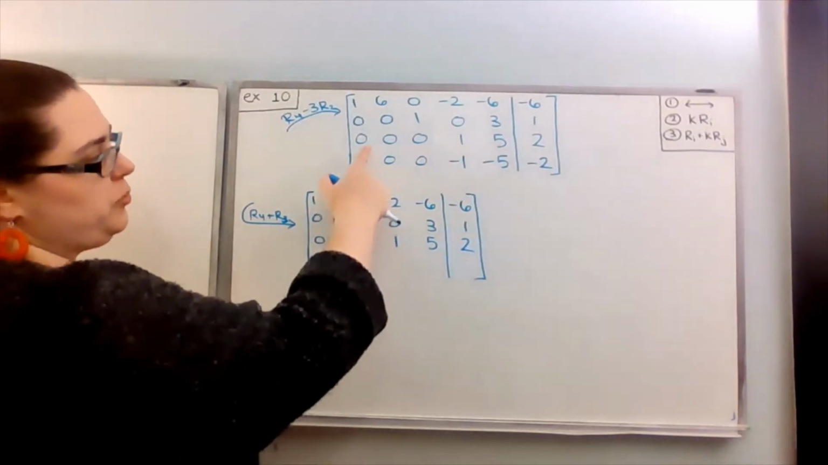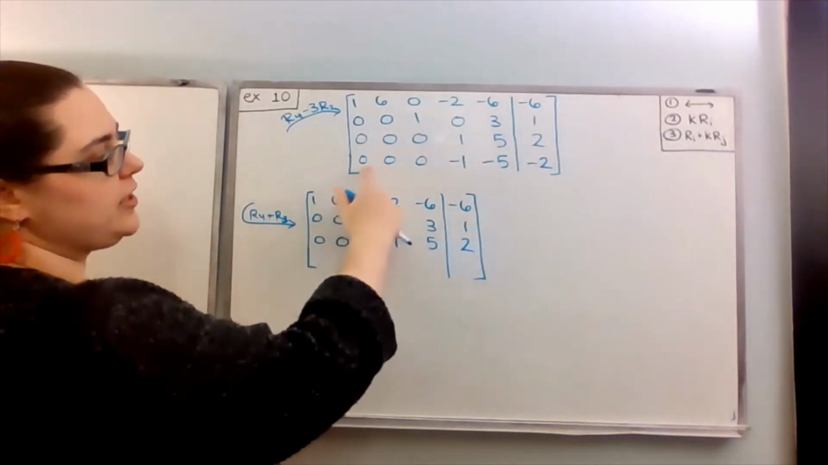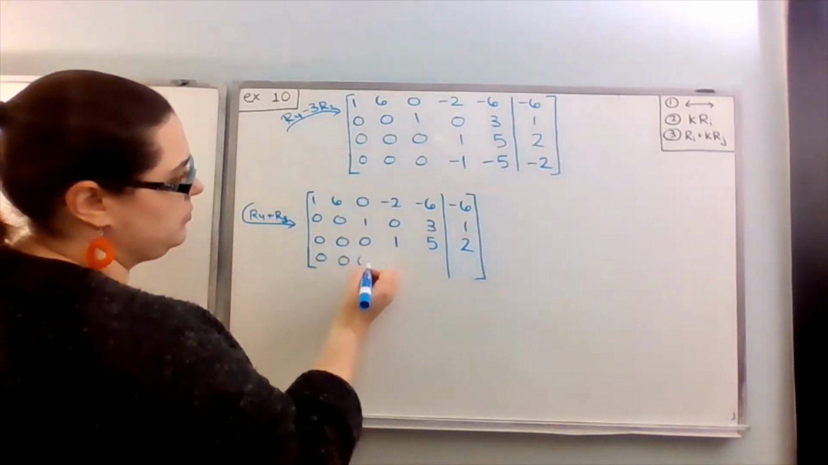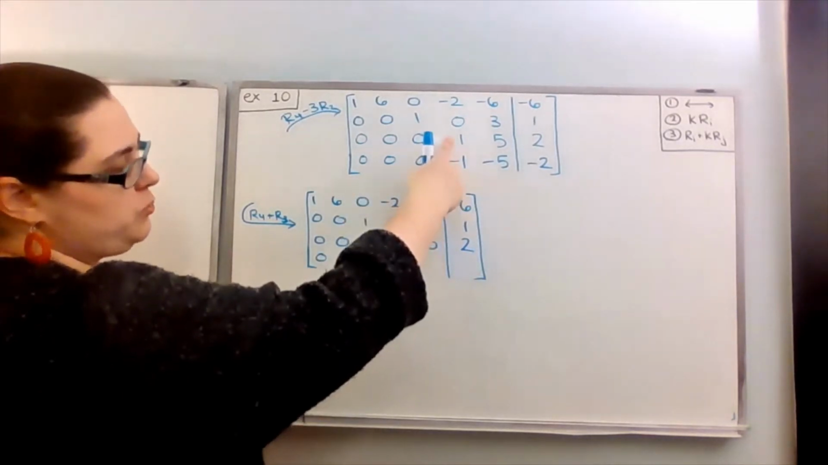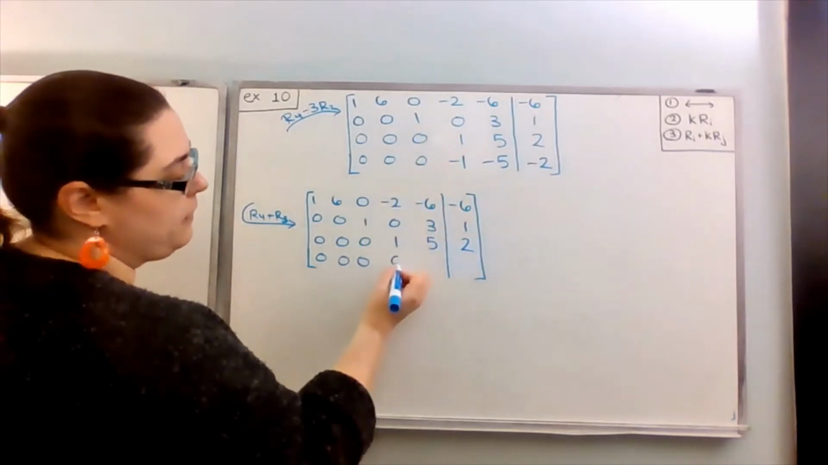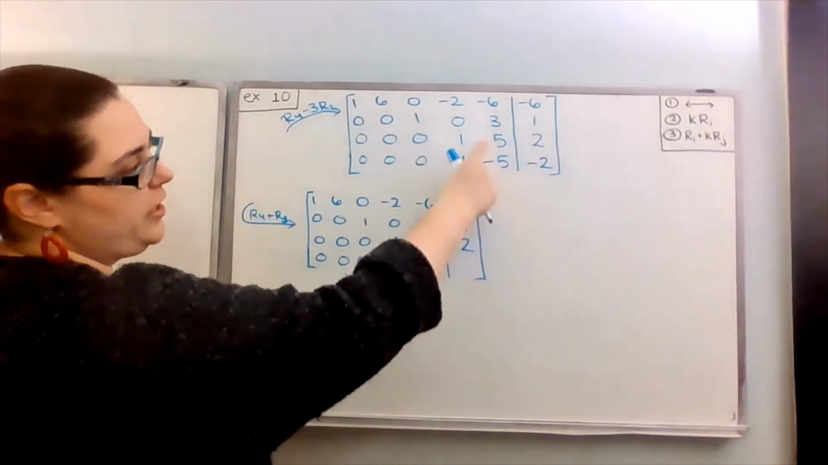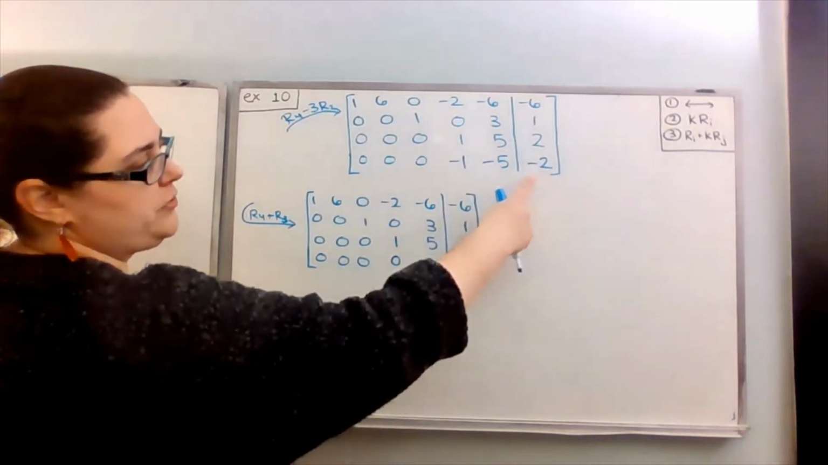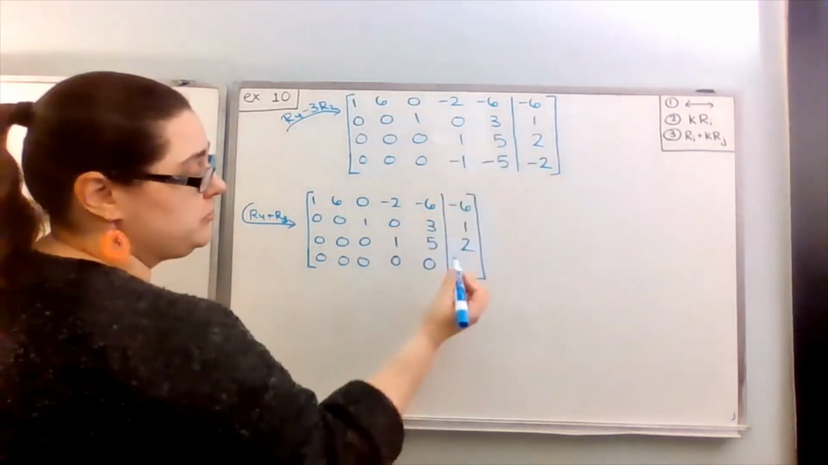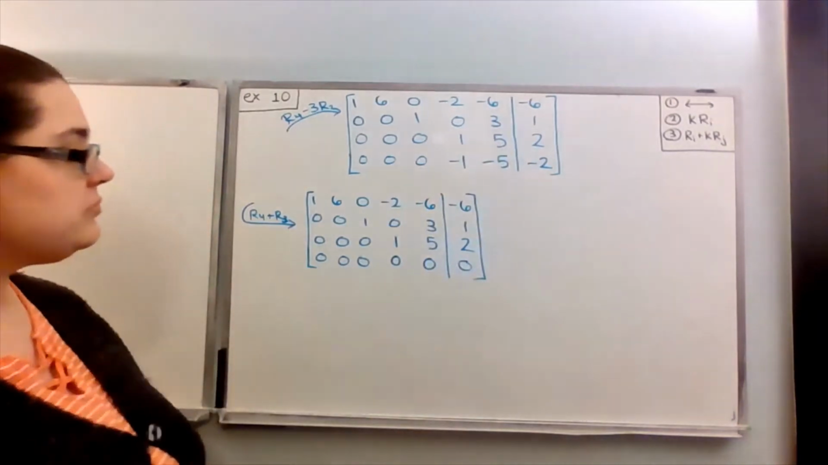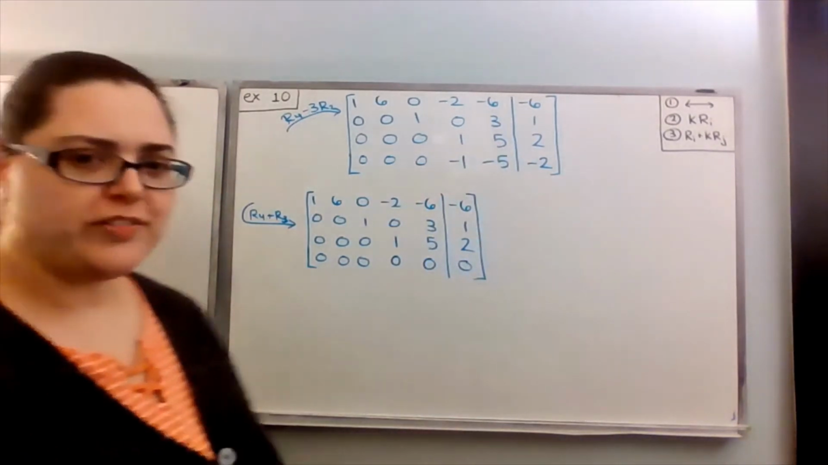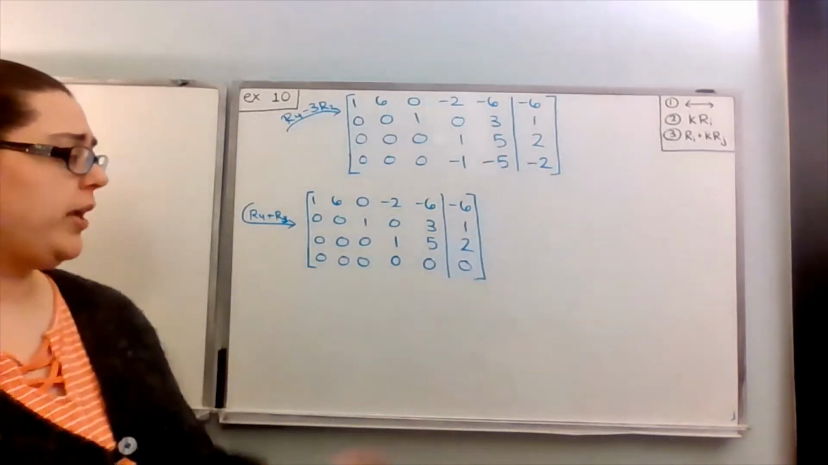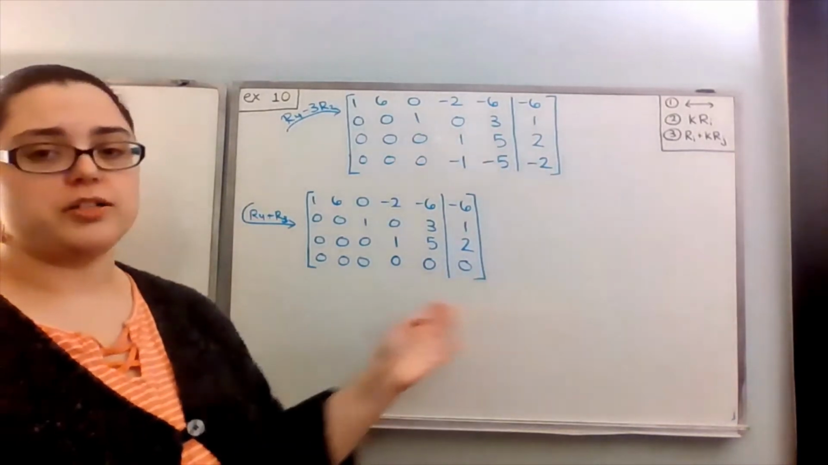If I do 0 plus 0, I'm going to get 0, and that's the case for these first 3 columns. -1 plus 1 is 0. -5 plus 5, 0. -2 plus 2, 0. So I don't think we've had this happen yet in any of the problems that we've been solving, where we end up with a row of all zeros.